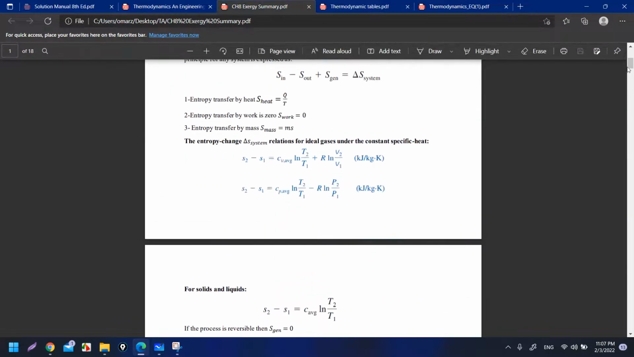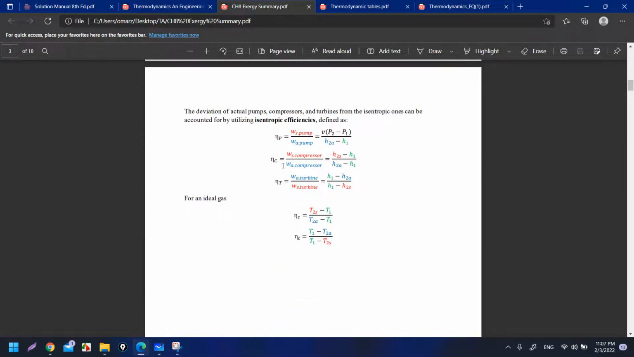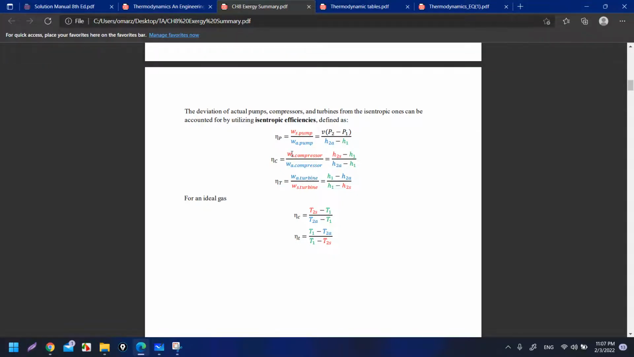actual one. If we see the equation for the isentropic efficiency, the deviation of actual pumps, compressors, and turbines from the isentropic ones can be accounted for by utilizing isentropic efficiency. So the isentropic efficiency for the compressor is the work s, where s means isentropic, the entropy is constant. It is the ideal one when there is a compression process under isentropic conditions, an isentropic compression process. That is the ideal one. That is the process of the Carnot cycle. If you remember, the Carnot cycle contains an isentropic compression process.